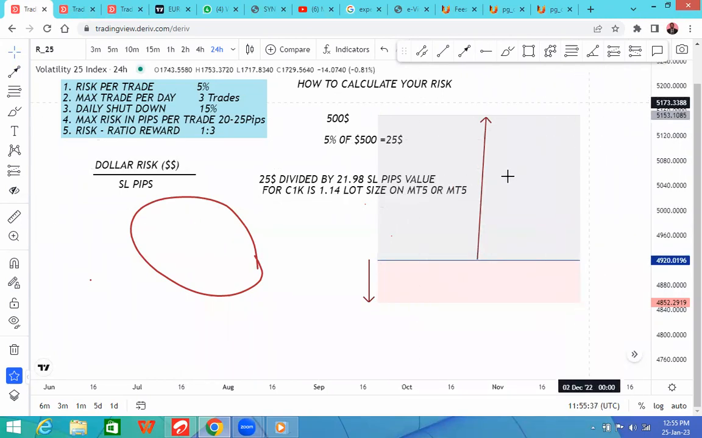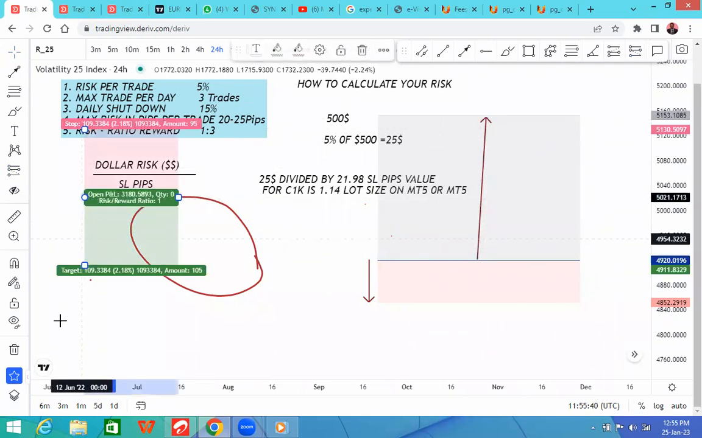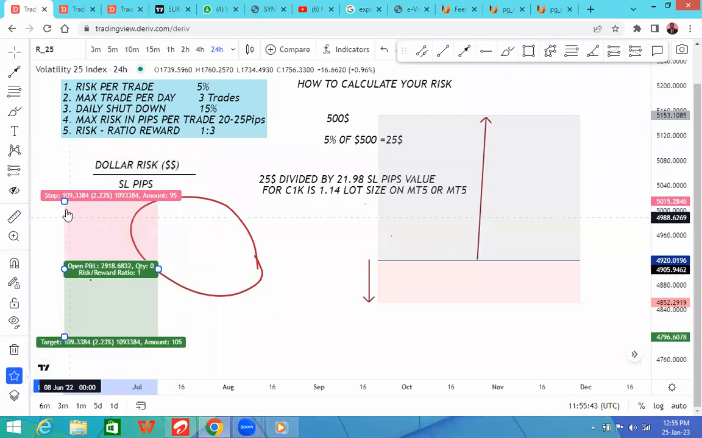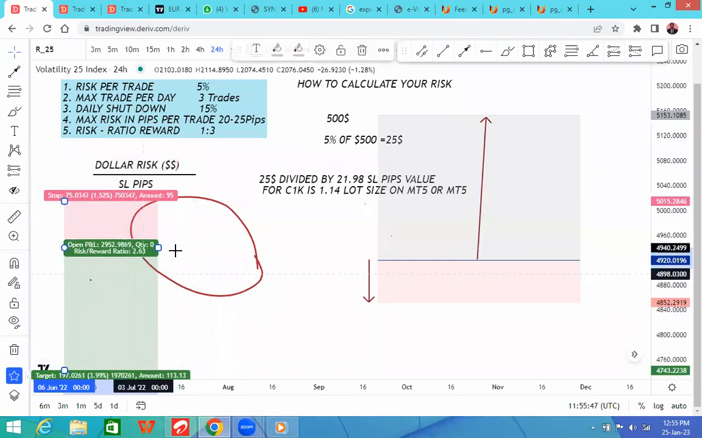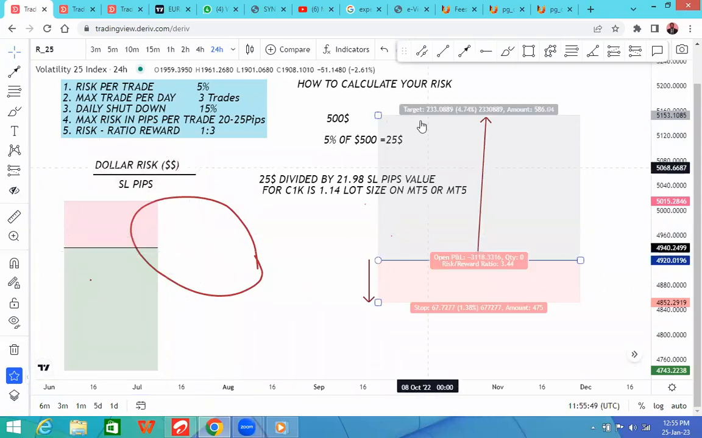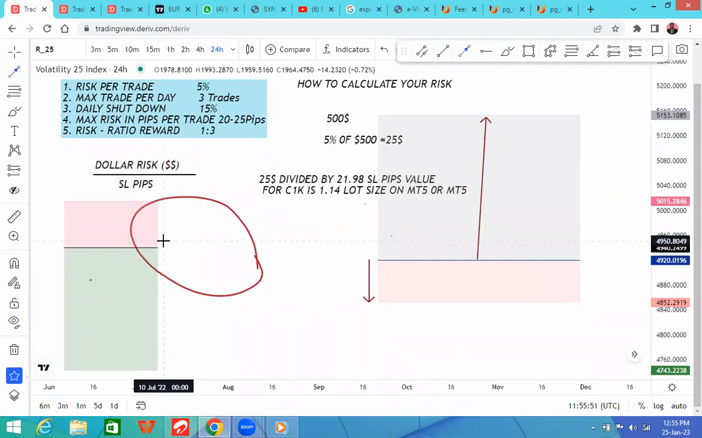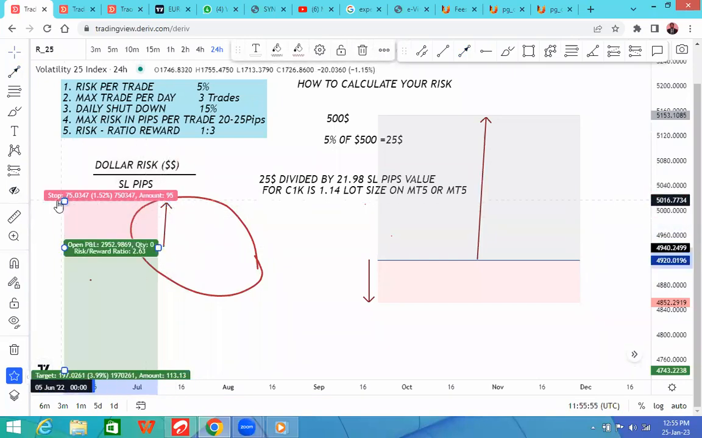So this is how to use that. This is a sell, and this is your short position. What it means is that you are selling from here and you want to take profit here. And so between here and here, you find out what's the stop loss. This is the stop loss value, the stop loss pips.